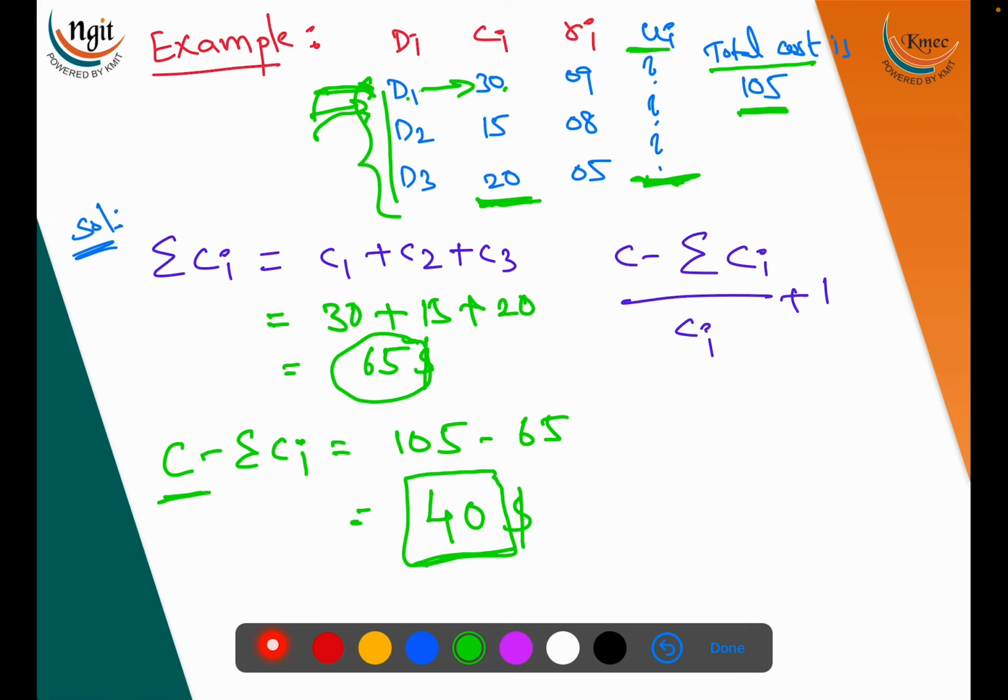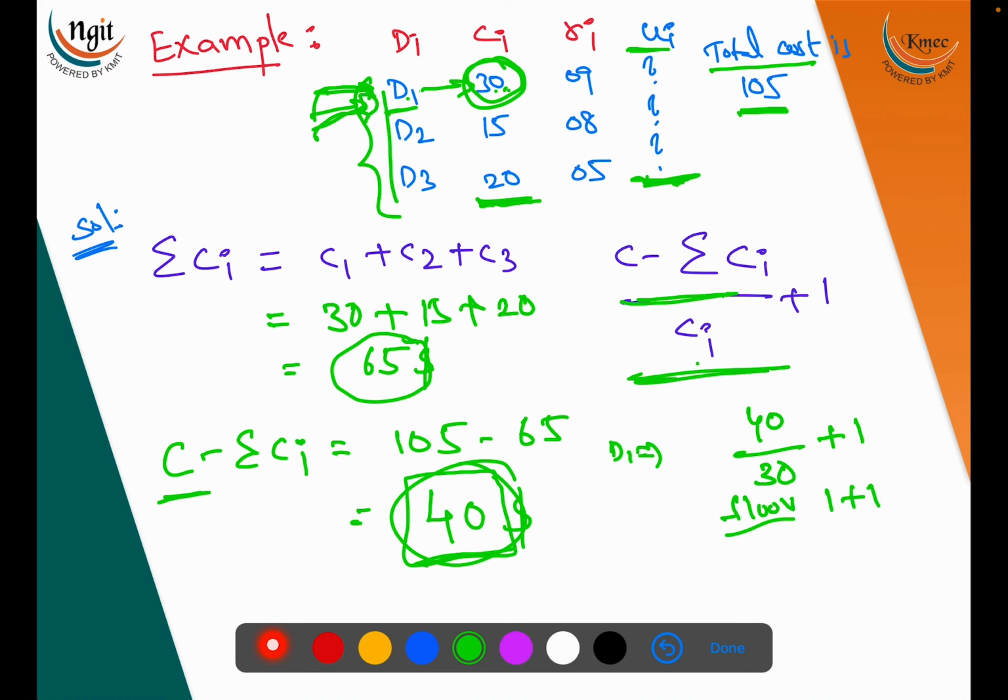Now let's see which devices we are going to have multiple copies of. To know that, I take the formula floor of (C minus sum of Ci) by Ci, plus 1. That means 105 minus 65, which we got as 40. I take 40 by 30, where Ci is 30 because I am calculating for D1. How many copies are required for D1? 40 by 30, taking the floor value, is 1, plus 1 is equal to 2. So D1 requires 2 copies.